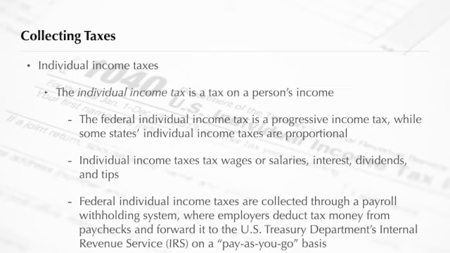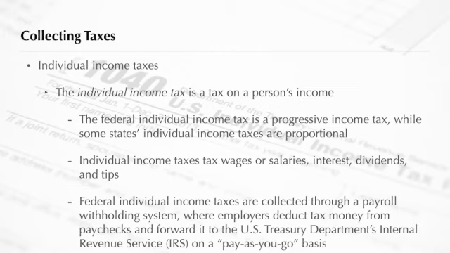The individual income tax is a progressive, and in some cases proportional tax on a person's income, including wages or salary, interest, dividends, and tips. Individual income taxes are collected by the federal government and most state governments, as well as some local governments. Wage earners pay individual income taxes through a payroll withholding system. Employers deduct tax money from employees' paychecks and forward it to the government.